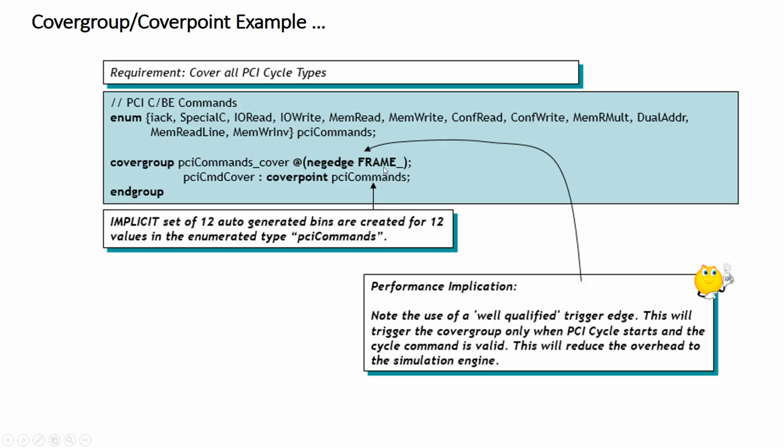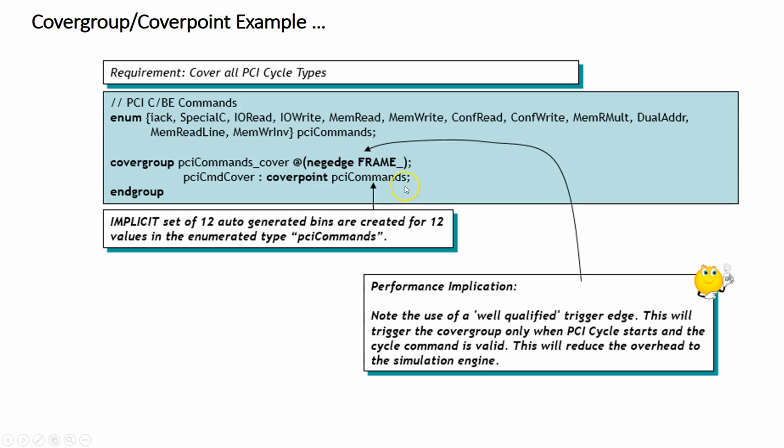So what I'm saying is at the negedge of the frame, evaluate this cover point called cover point for the enum PCI commands. Evaluate PCI commands to see if it has been covered. And I've given it a meaningful label, which I said you should. So you can now see how you can cover all possible cycles of this particular bus, PCI command and byte enable bus.